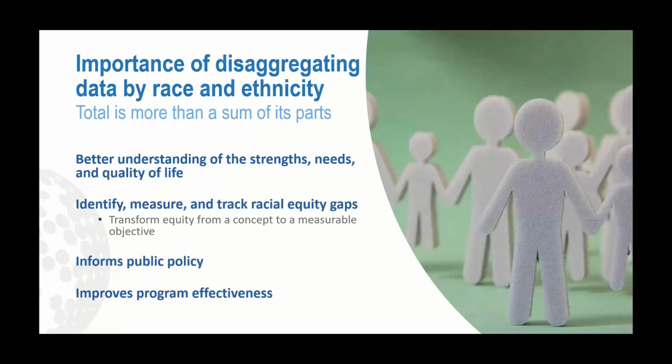So disaggregating data by race and ethnicity is important because it provides a better understanding of the strengths, needs, and quality of life across different groups of people. We know that there are long-standing racial and ethnic disparities across many domains that are critical to well-being, such as education, income, employment, health, and housing. By disaggregating ACS data, you can identify, measure, and track racial and ethnic inequalities across many different indicators. This is important for uncovering and understanding the factors that contribute to racial and ethnic inequities.